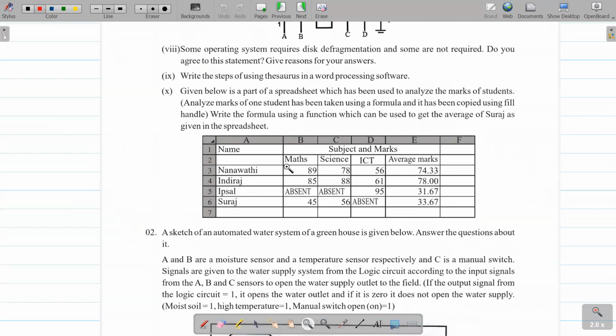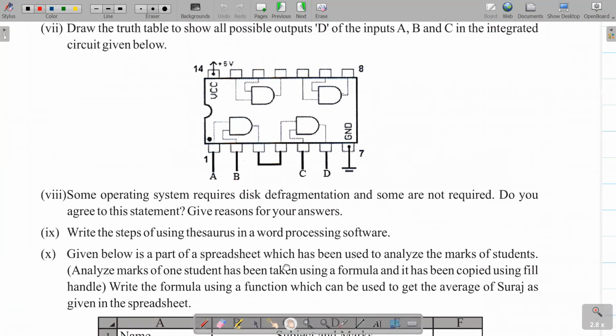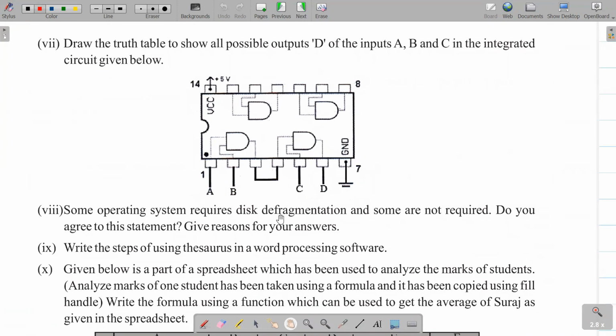Yes, in the next page, what they have provided to you is a small circuit. They ask you to draw the truth table to show all possible outputs D of the inputs A, B, and C in the circuit given below. What you have to figure out first is what the output of D is. It is starting from A and B over here. So this is an AND gate, and you are going to have A dot B as the output of this gate.